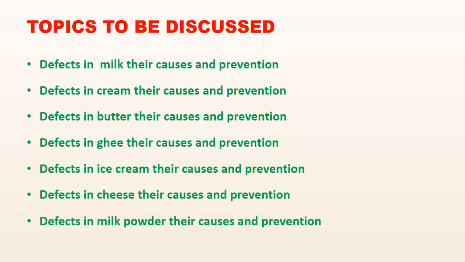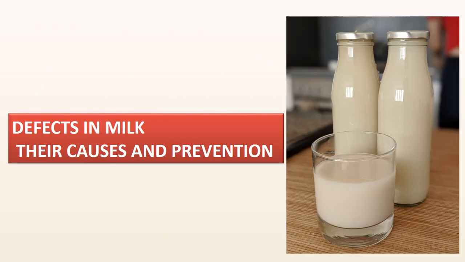So first is about cream, defects and their causes and prevention. Then defects in butter, their causes and prevention. Then defects in ghee, then in ice cream, then in cheese, and finally the defects in milk powder and their causes and prevention. First, here we will discuss the defects in milk and their causes and prevention.